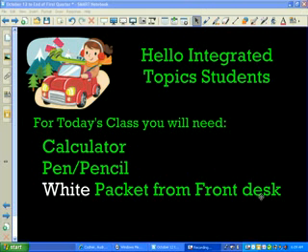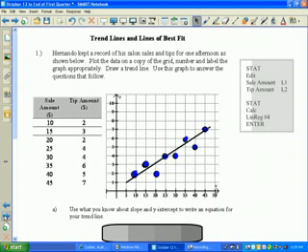So for today's class, you're going to need a calculator, a pen, a pencil, and also the white packet from the front desk. And the white packet is also under the handout section named Trend Lines and Line of Best Fit. So this will be the last time that we look at trend lines and how we can associate it with real world situations.